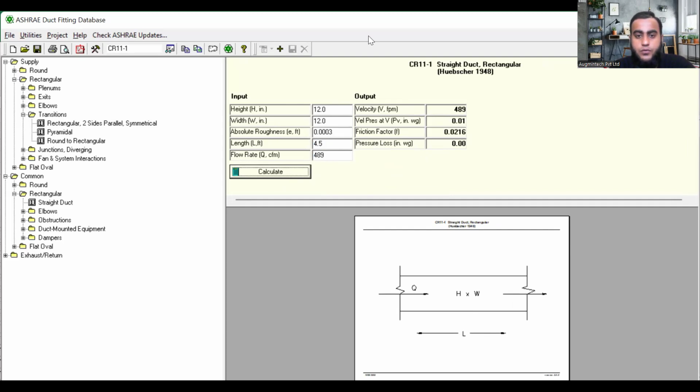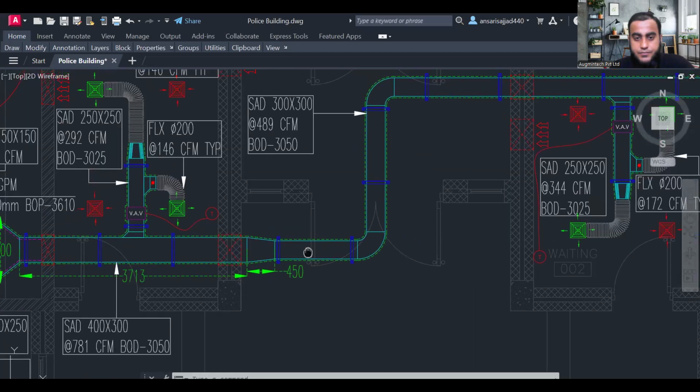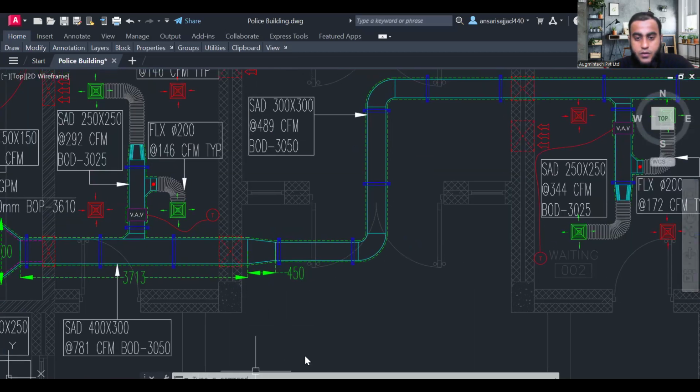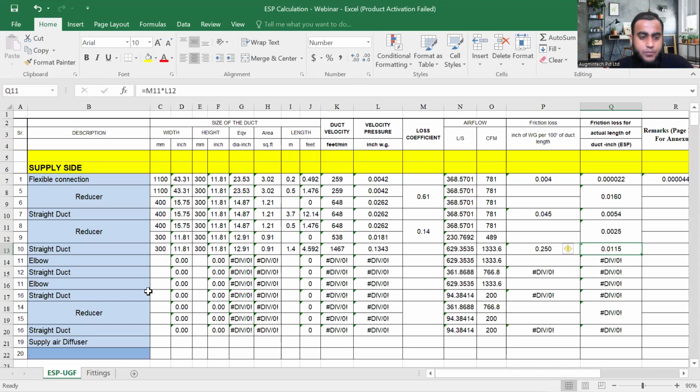What is our flow value? Can you tell me in a straight duct? Okay, flow is 489. As per that, whatever value you get, in the Excel sheet you can do it manually, or with the help of that software. Okay, now come to the next one here. Actually here our friction loss is now very less. See, 0.00 something.